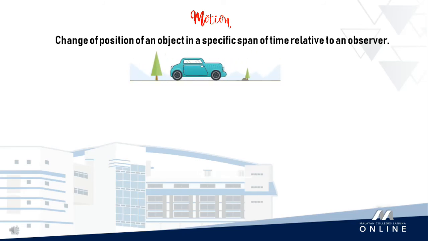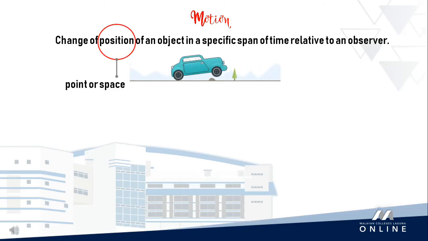In our definition, we have mentioned two important terms that we will highlight to understand the concept of motion. Let us encircle the word position, which we defined as a point or space. In physics, the common symbols we use are x, y, z, or even d. But in this lesson, we will be indicating position as x.